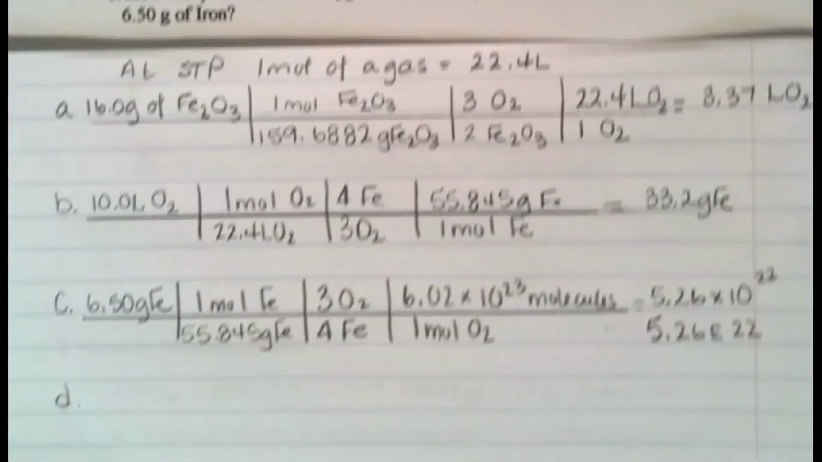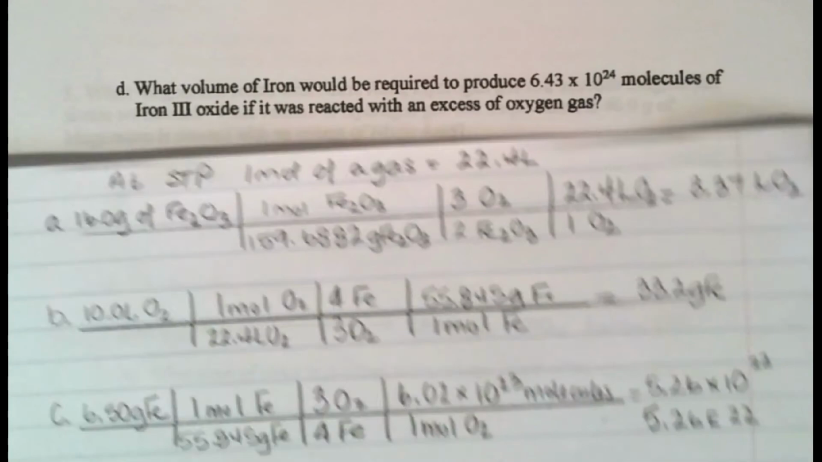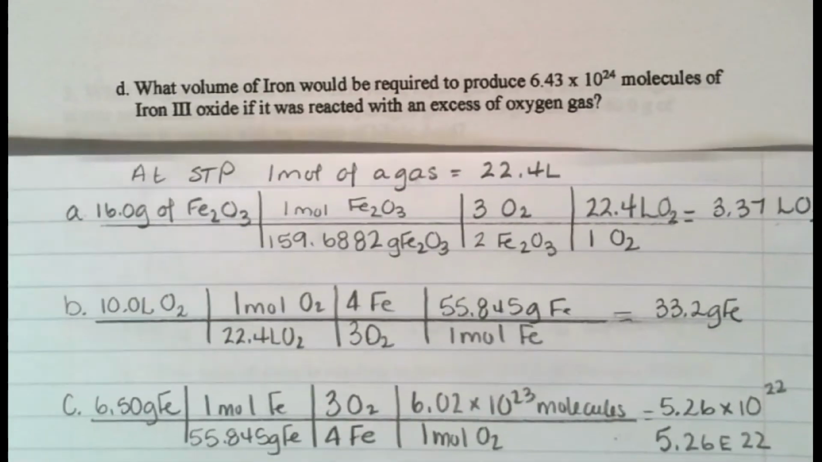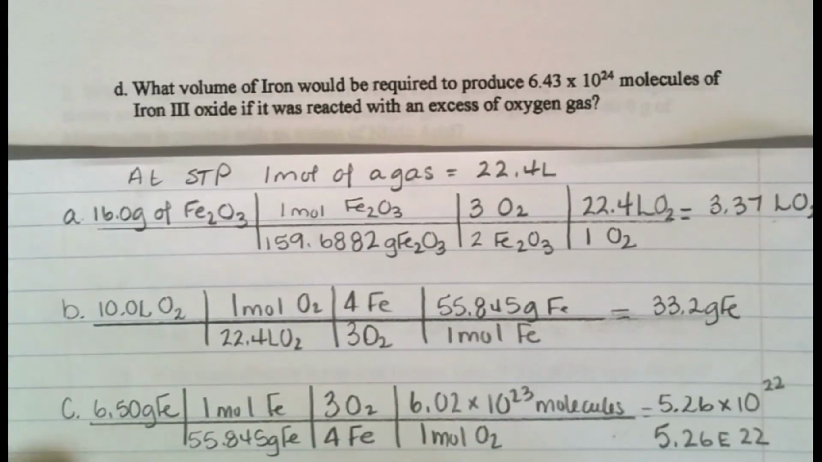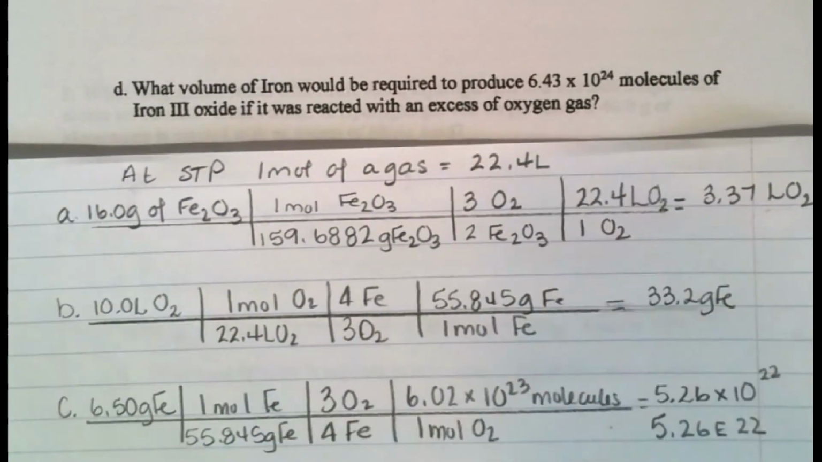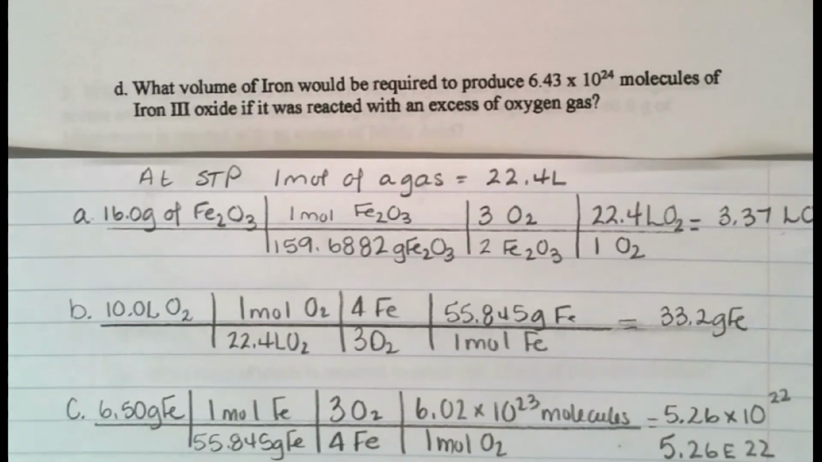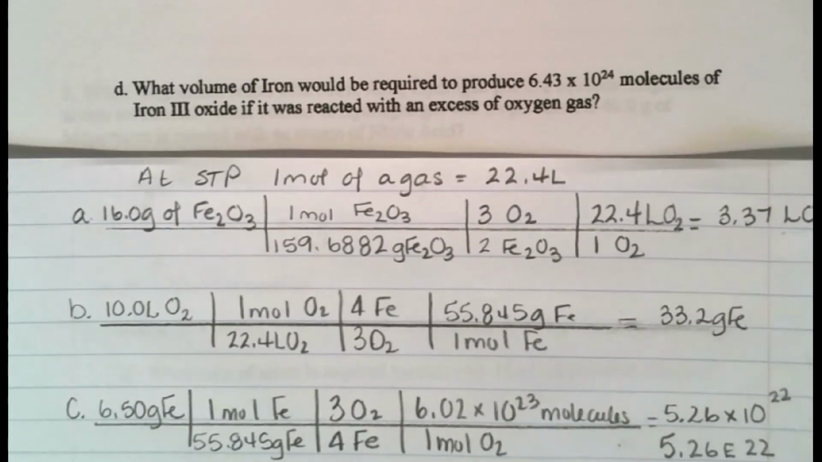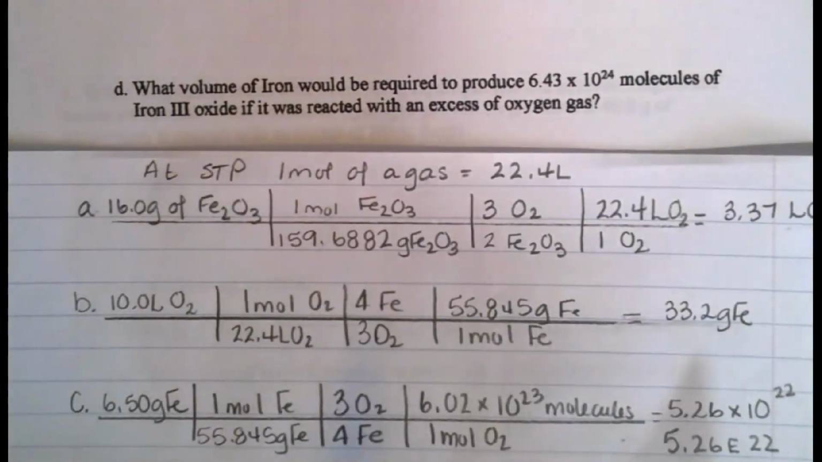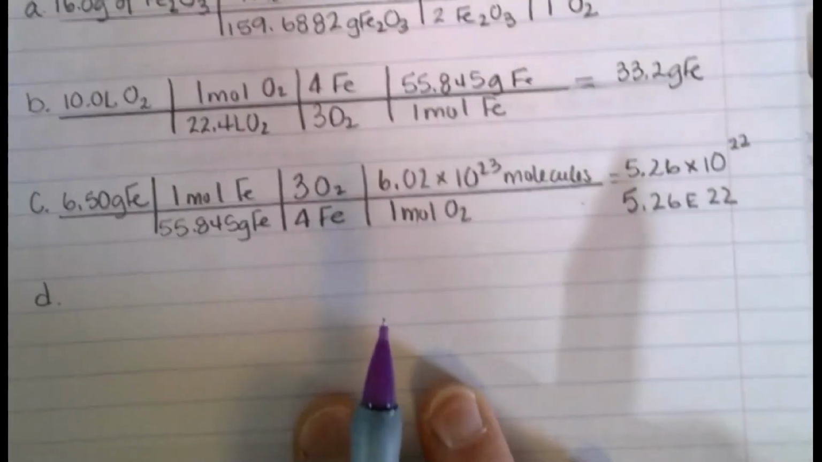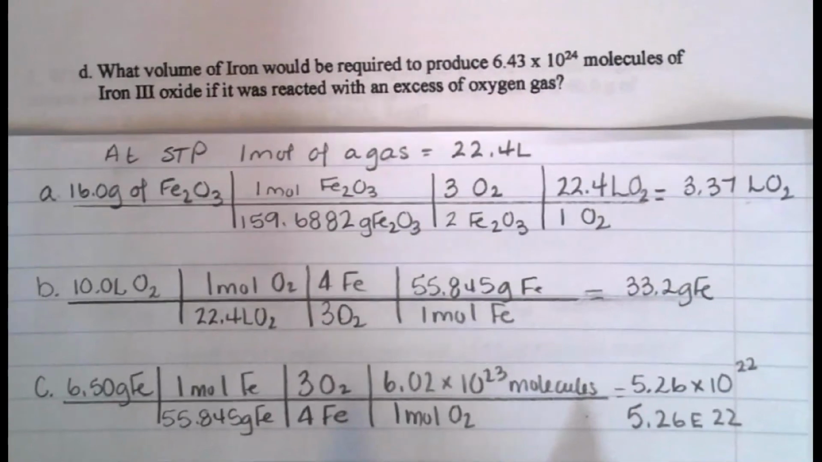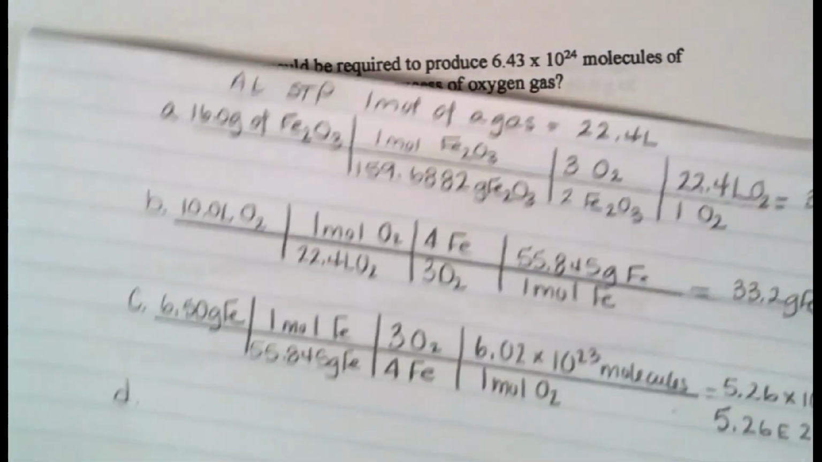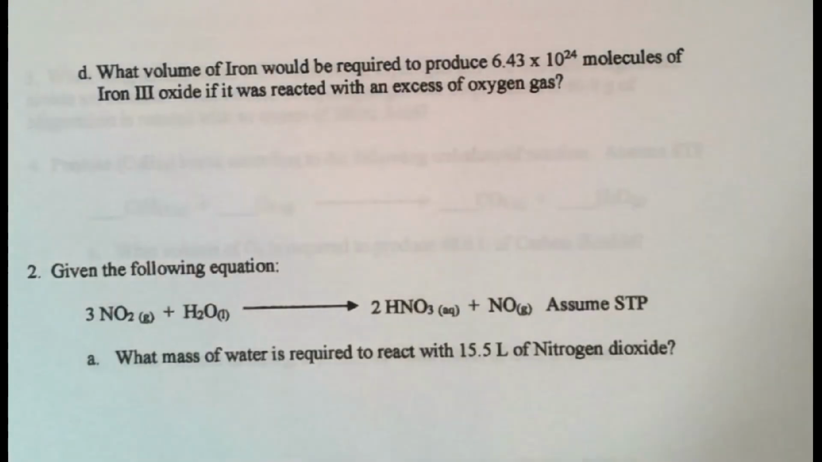This is a different one because they're asking for a little bit more thought than what maybe you've done in these last two. These are pretty much rote by now for you. But if we go to letter D, it says, what volume of iron would be required to produce 6.43 times 10 to the 24th molecules of iron 3 oxide if it was reacted with an excess oxygen gas?